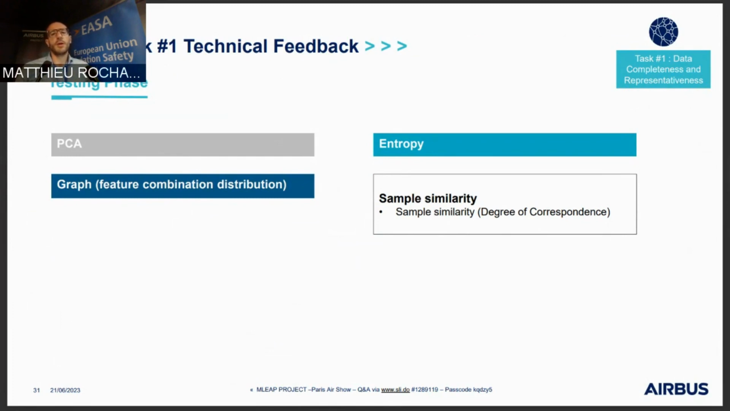And finally, sample similarity. Here I mentioned a degree of correspondence, which is the metric we found in our state of the art, and we tested it. This specific metric was really not very convincing, but sample similarity is way larger than degree of correspondence, and we will be deepening our exploration of these approaches.